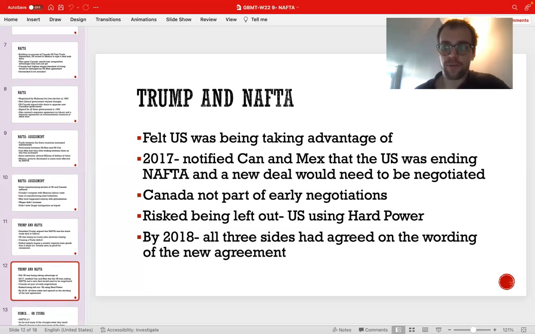It's replaced with an agreement with a name that depends, as we mentioned, on what country you live in. In the US, it's the USMCA. In Canada, it's CUSMA, and it can effectively be called NAFTA 2.0.